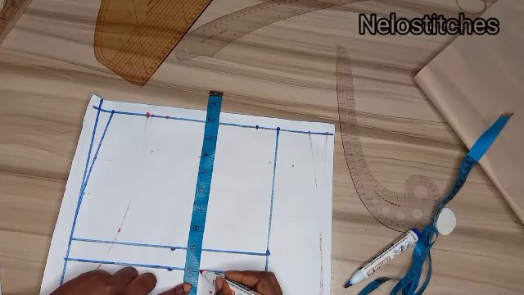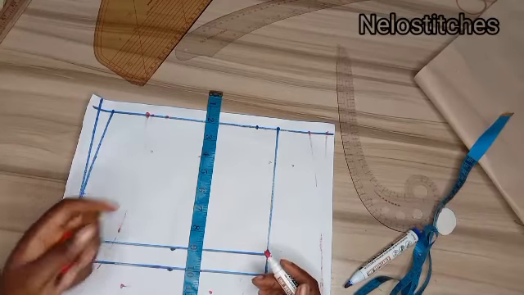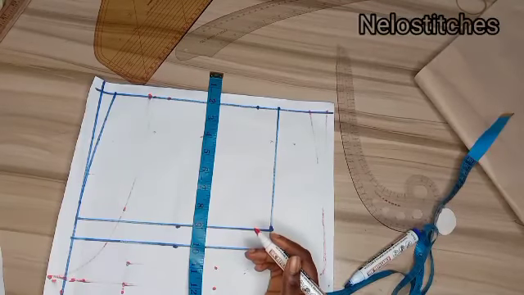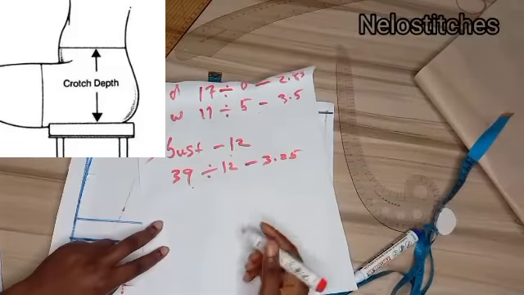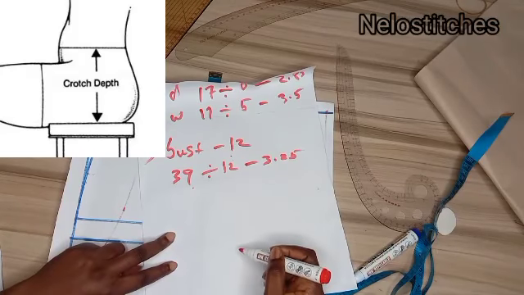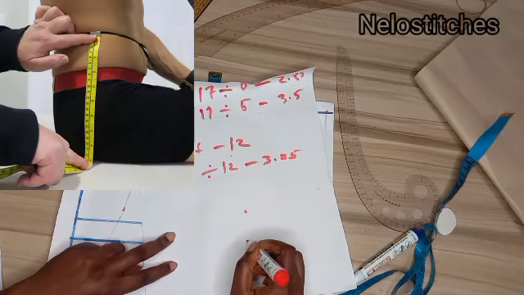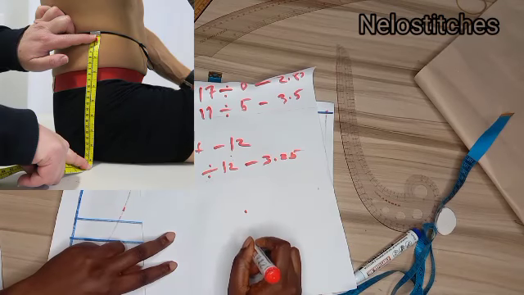So this is my crotch depth, and the number one method of getting your crotch depth is to ask your client to sit on a hard surface. When your client is seated on a hard surface, you measure from their waist down to where they are seated, touching where they are seated.